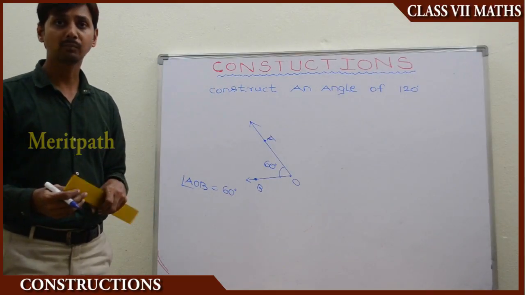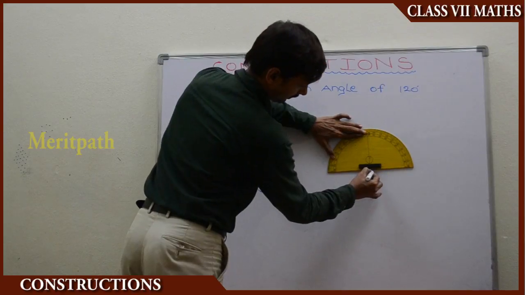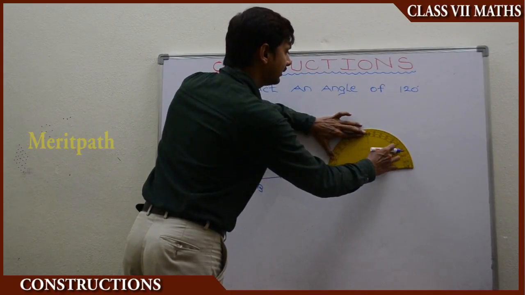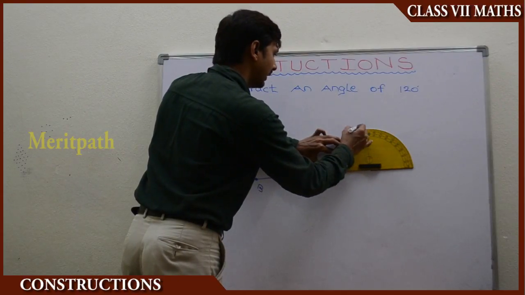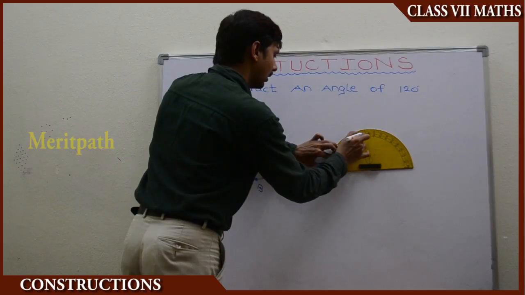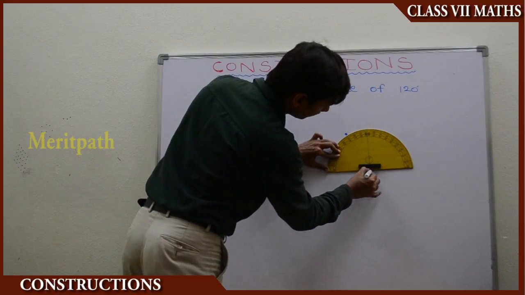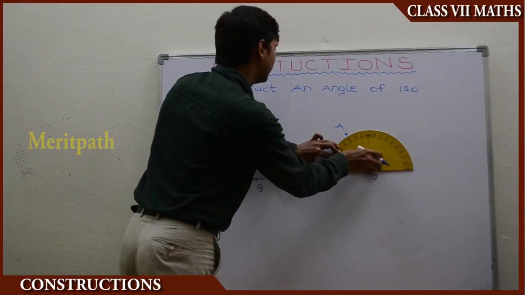Let's draw an obtuse angle. To draw an obtuse angle, this is the initial point. We draw a line segment and mark 0, 10, 20, 30, 40, 50, 60, 70, 80, 90, 100, 110, 120, and this is the point. So this is the initial point O, and this is the terminal point.